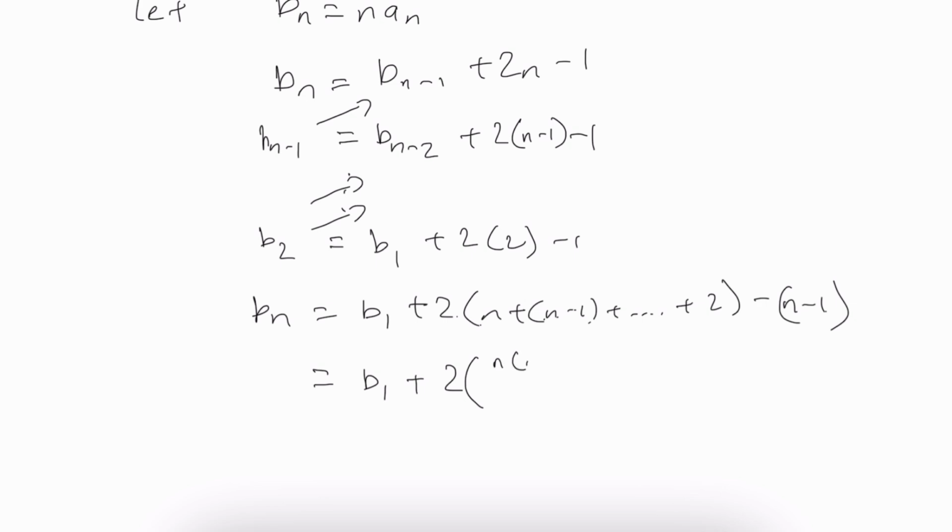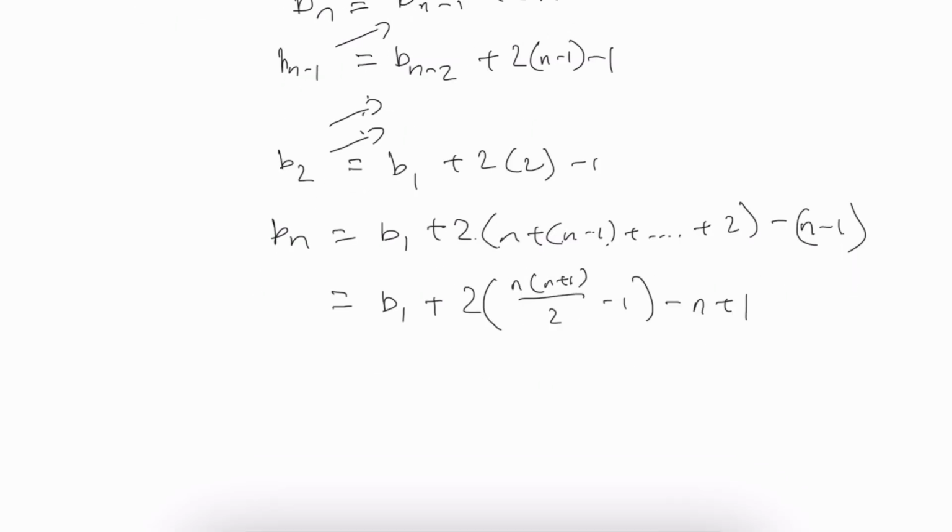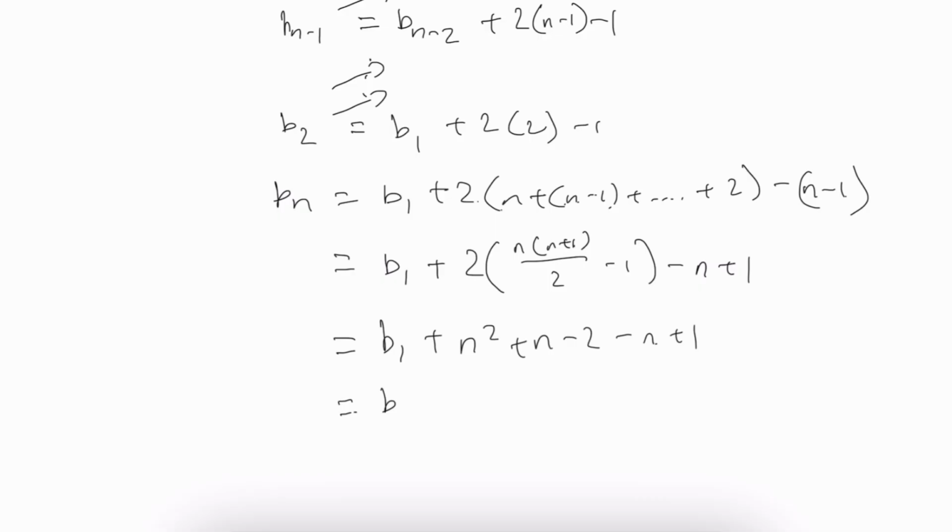So n times (n plus 1) over 2 minus 1, minus n plus 1, which is b sub 1 plus n squared plus n minus 2 minus n plus 1, which is b sub 1 plus n squared minus 1.